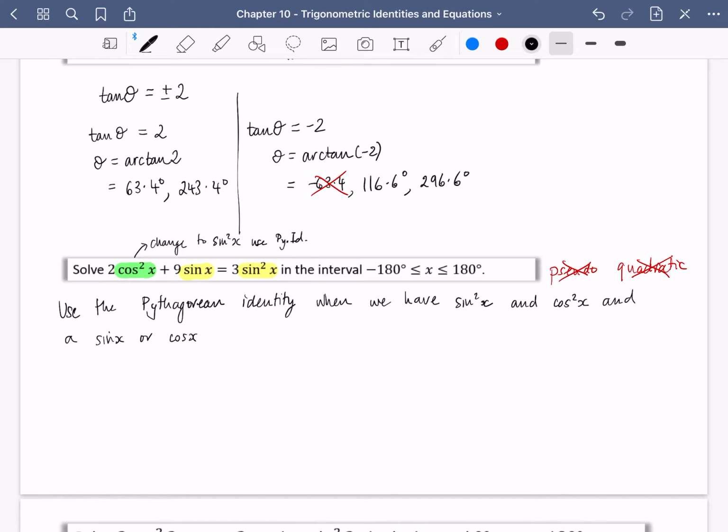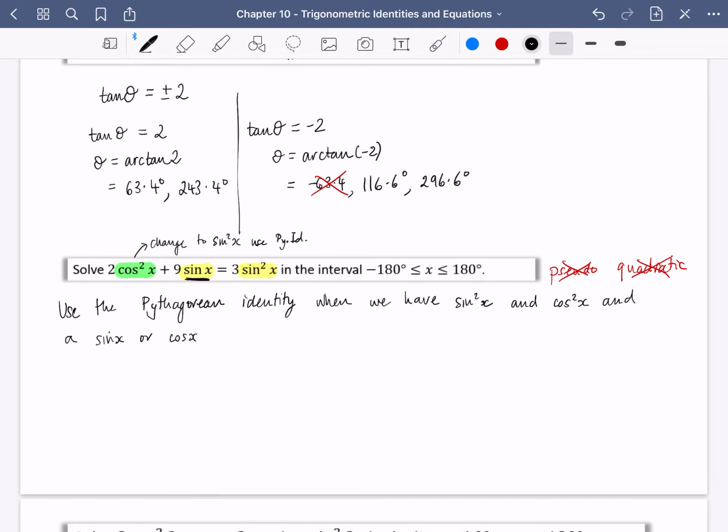I want to change the green to become one of the yellows because of this sine x that I have here. This sine x is going to have to stay as a sine x. So the thing I'm going to try to do is change the green one so that it becomes in terms of the yellow one, so that it's all the same as sine x.